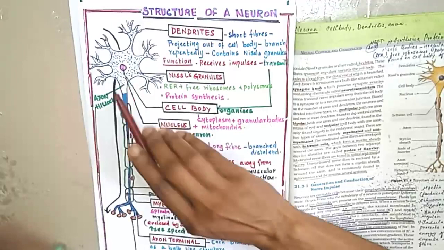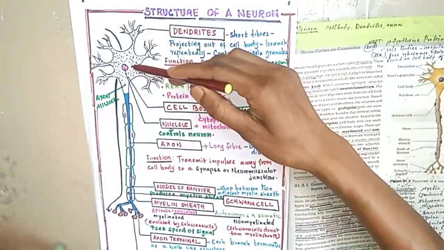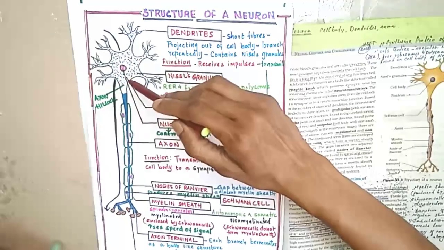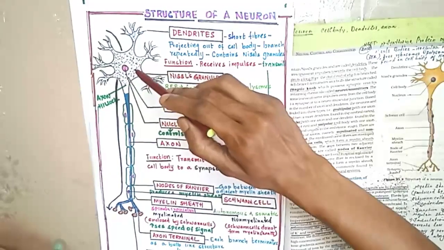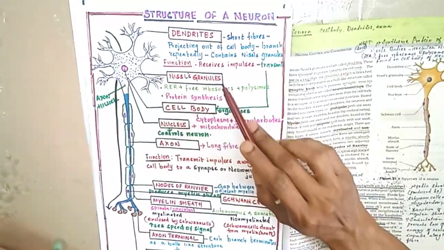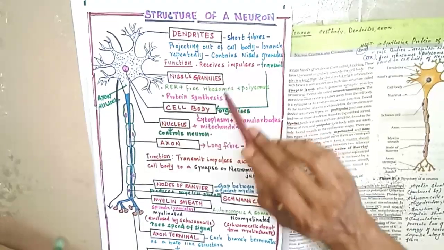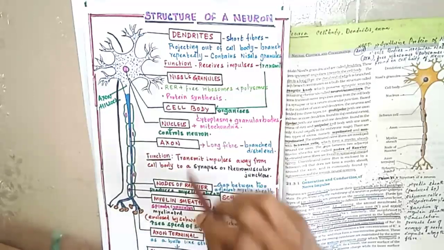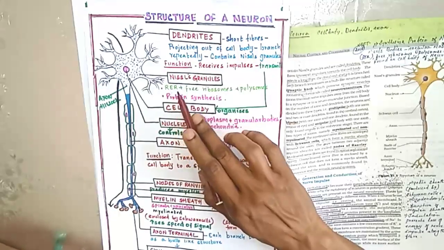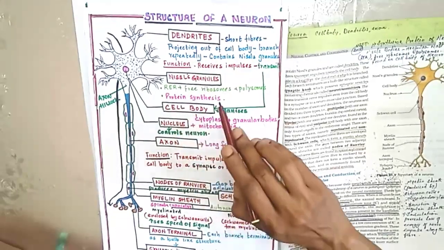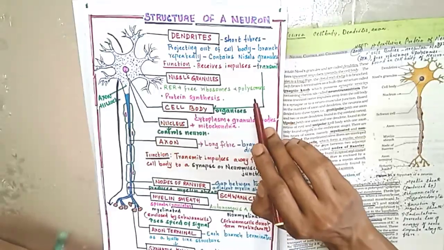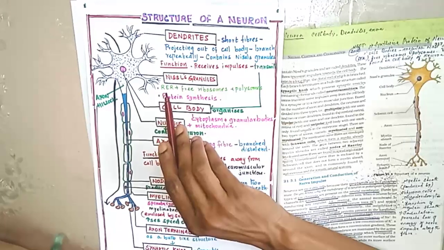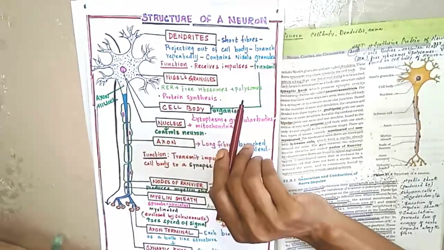Now coming to the cell body or soma, you have the nucleus in the center which controls the entire neuron. This is the cytoplasm. This cytoplasm contains Nissl's granules. Nissl's granules is an important MCQ. These granules are nothing but aggregates, meaning group, of rough endoplasmic reticulum, RER, plus free ribosomes and polysomes.